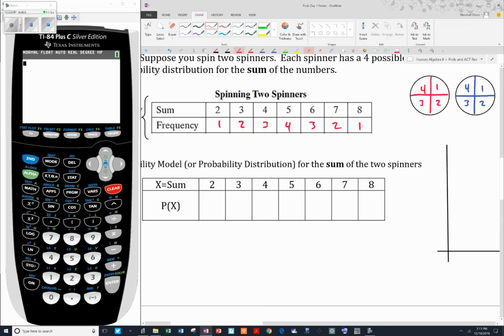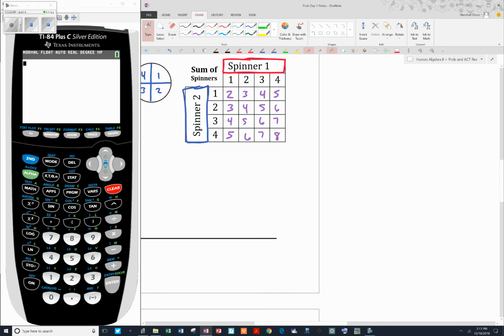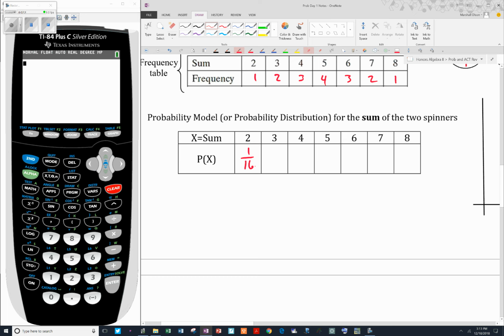So for a probability model, or probability distribution, I'm going to basically take what I have here and write the probabilities. Probability of me getting a sum of 2, it happened 1 time. Out of how many we had here, we have 16 different scenarios. There are 16 different possibilities. So 1 out of the 16 was a sum of 2. Same with the 8. So basically, I'm taking those frequencies from up above, and I'm putting them into this probability model.